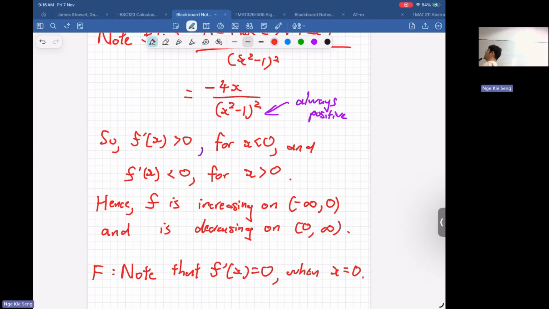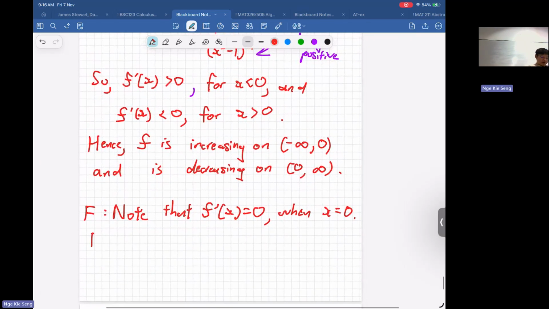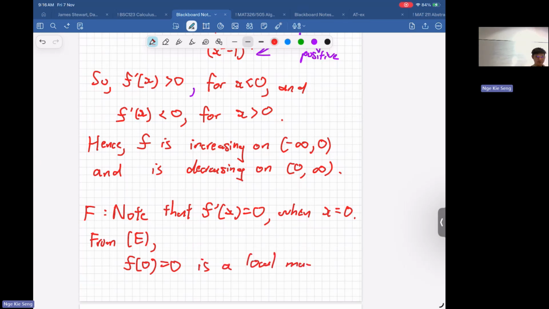So to make this 0, you make your numerator 0. The way to make your numerator 0 is x equals 0. You can sub 0 into your f prime x: minus 4 times 0 over 0 minus 1 squared, so 0 over 1. Okay, so from E, we see that this value here is a local maximum value.